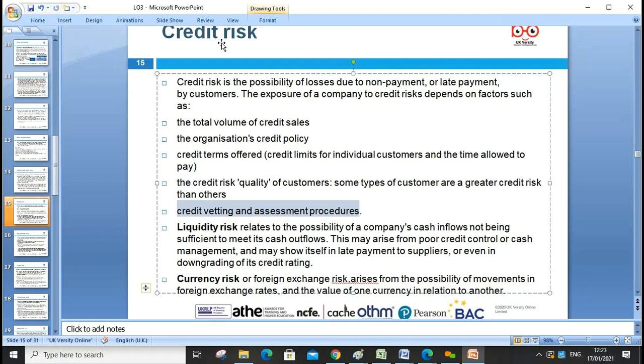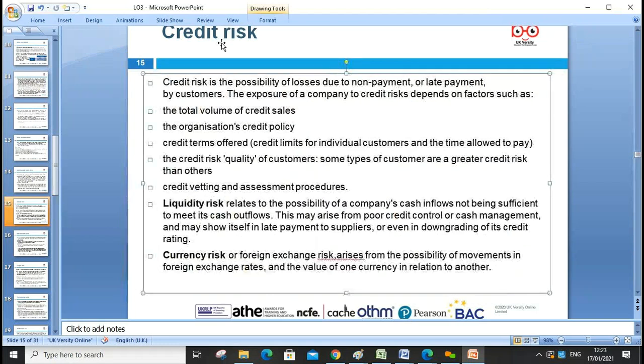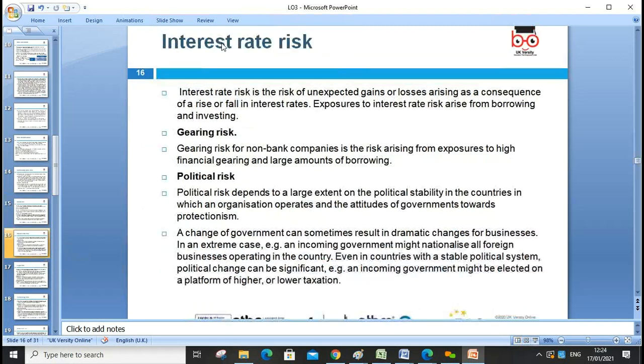Liquidity risk. Maybe the company will become illiquid and can't afford its payments. We discuss liquidity ratios. So we need to assess those risks. Currency risk also needs to be managed. All these come under the financial types of risk. Any questions? No, it's clear.